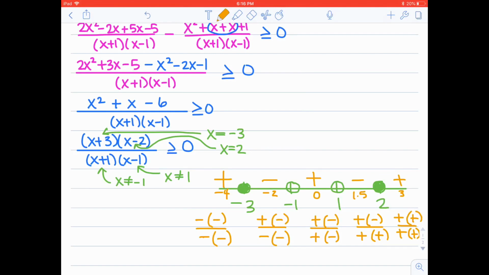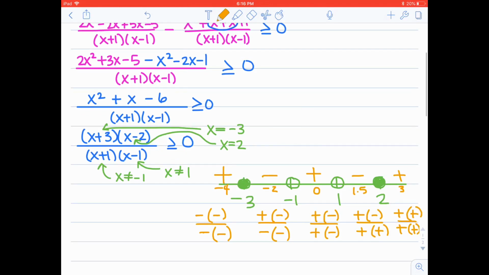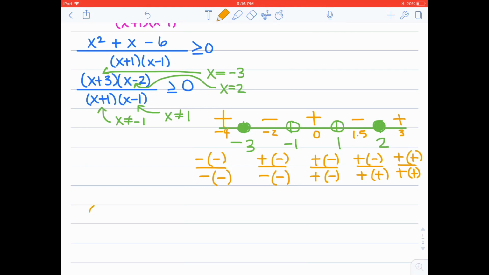Okay, so now that we've got all those pluses and minuses, we have to consider our inequality symbol. We wanted all that stuff to be greater than or equal to 0, and so the things that are greater than or equal to 0 would be all those plus signs. So the answer for this problem is from negative infinity to negative 3, and negative 3 I can equal, so that's a bracket. Then negative 1 to 1, and those are not filled in, so those are both parentheses. And then 2 to infinity, and 2 I can equal, so that's a bracket.